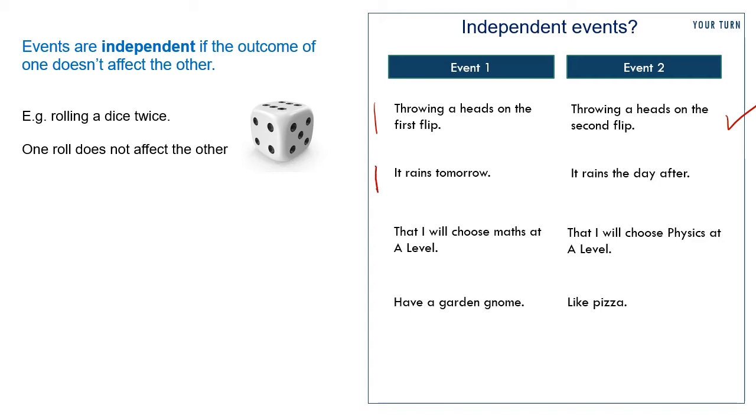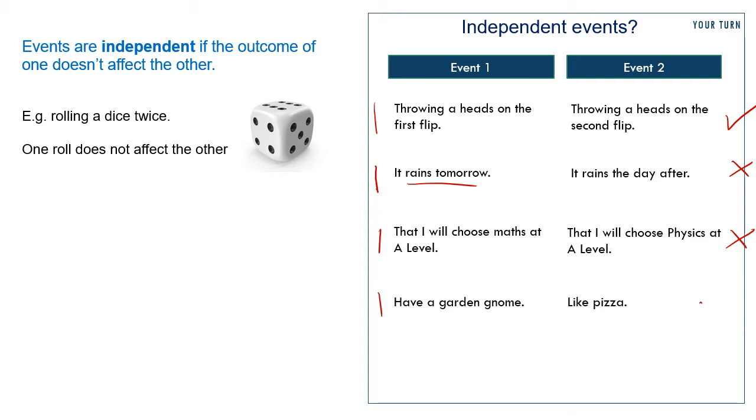Raining tomorrow and raining the day after are not independent events. If it's raining tomorrow, then it's more likely it would rain the day after that. They do have an impact on each other. Choosing maths at A-level and physics at A-level are not independent events, and you can see that because 6 out of the 7 students here at Oldfield who are doing physics also do maths.